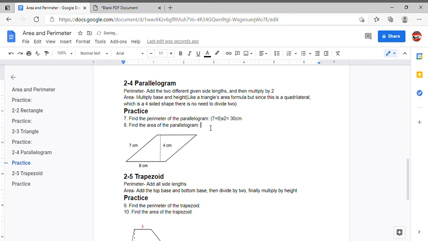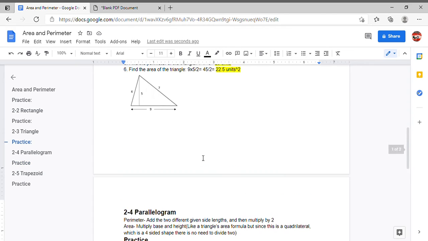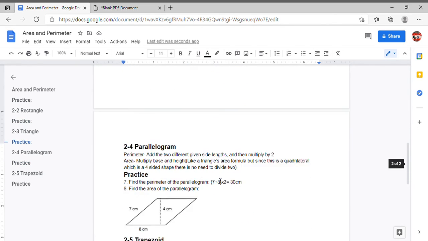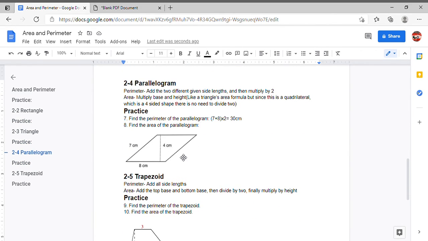And for the area, we're going to multiply base times height. Remember here, I tell you that base is the bottom side, so not the 7 but the 8. So it would be 8 times 4, and you would get 32 centimeters squared. Okay, so I'll highlight these once again.